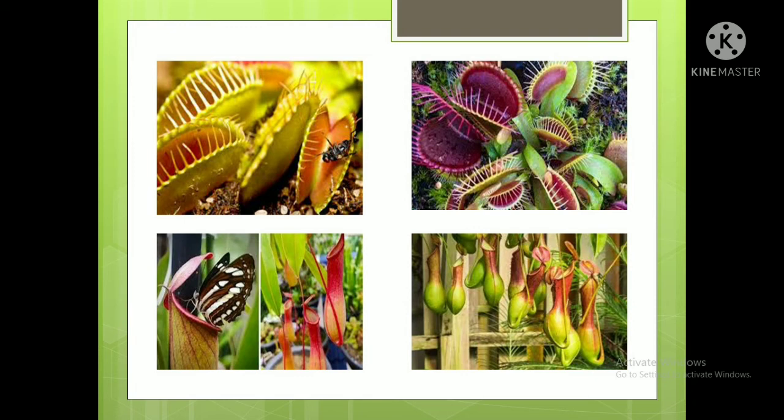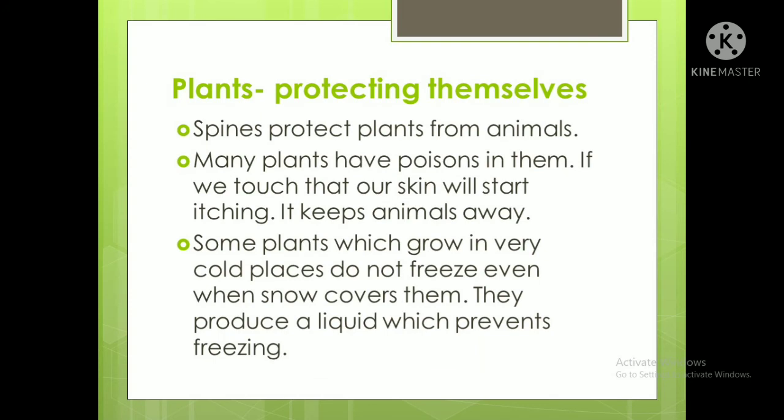All finished, how they have survived, whatever they have done, but they have survived. Now we have to talk about how they will protect themselves. So how will they protect themselves? Spines will be there to protect the plants from animals, and many plants have poisons in them. What will happen? As soon as we touch them, it will start itching. Our skin will start itching, so animals stay away from them. And some plants will not freeze. They will not freeze in the snow, and they will produce a liquid to prevent them from freezing. So let's see the pictures. Beautiful pictures we will see.